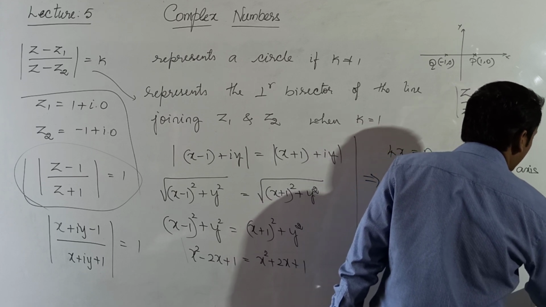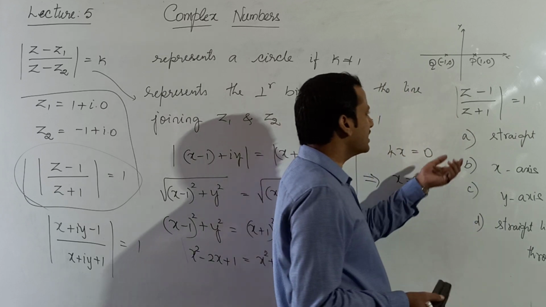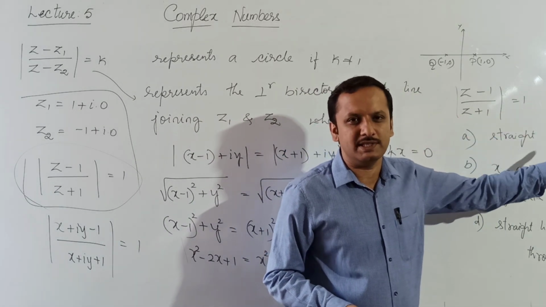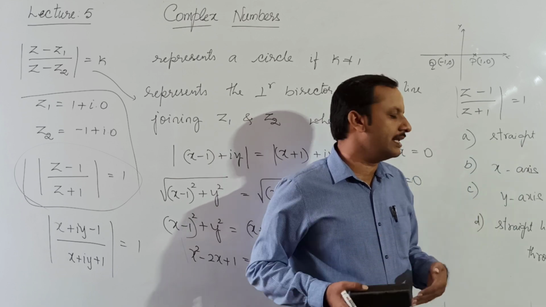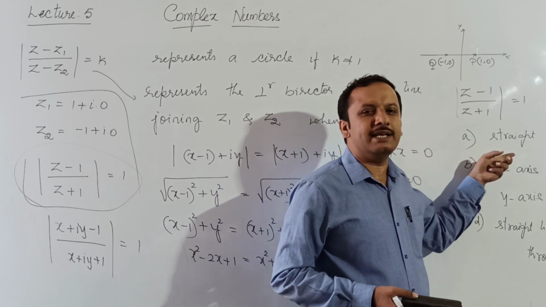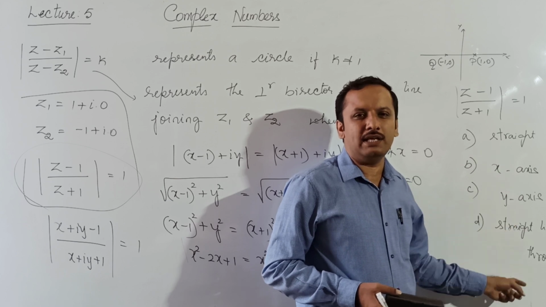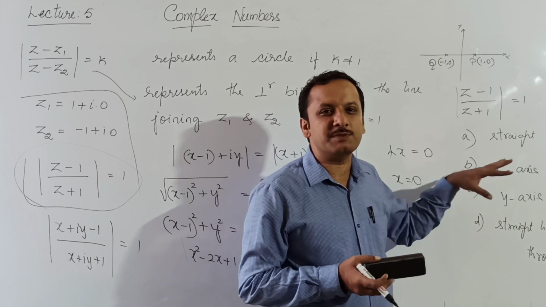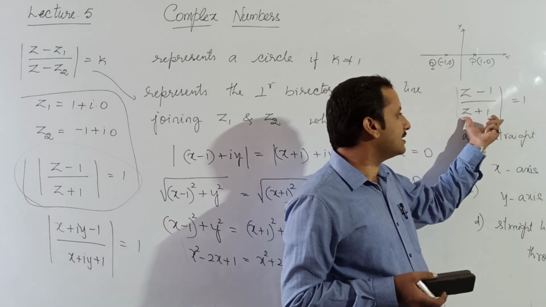With the earlier set of options, where the question is mod (z - 1)/(z + 1) = 1, what does it represent? In the earlier case, we had the options as straight line, circle, parabola, ellipse. Among them, straight line is the answer. But now the options are specific.